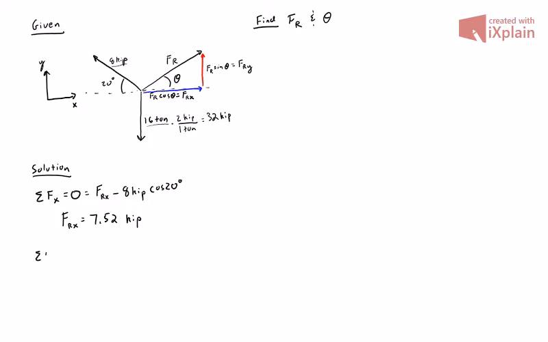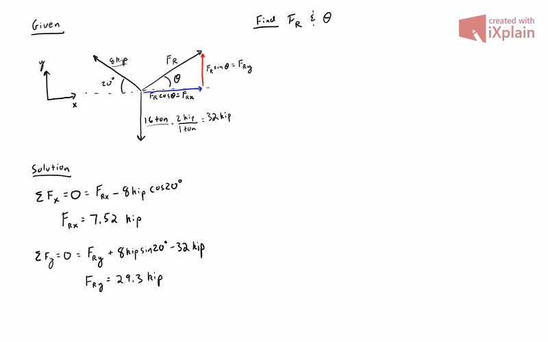Sum of the forces in the y direction is equal to 0. So for this, we have the y component of FR in the upward direction. We have 8 kips times the sine of 20 degrees in the upward direction. And then we have negative 32 kips in the downward direction from the force of the MRAP. So if we go ahead and solve for those, we get that FRy is equal to 29.3 kips.